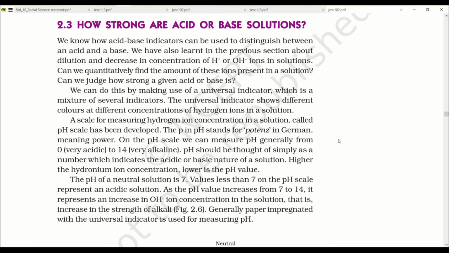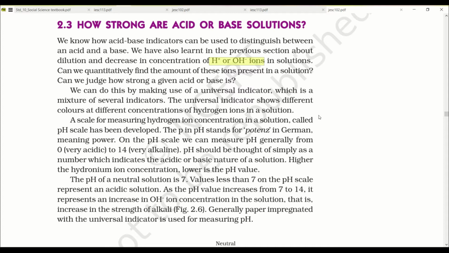Our first topic today would be how strong are acid or base solutions. We know how acid base indicators can be used to distinguish between an acid and a base. We have also learned in the previous section about dilution and decrease in the concentration of hydrogen or hydroxide ion in a solution. Can we quantitatively find the amount of these ions present in a solution? Can we judge how strong a given acid or a base is?